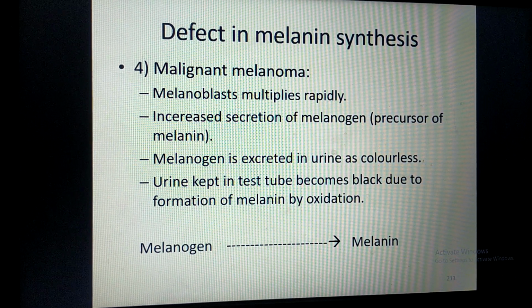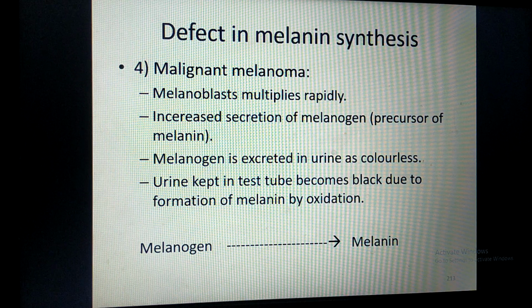The next defect in melanin synthesis is malignant melanoma. Here melanoblasts are also present in the skin. They are precursors of melanocytes. Here these melanocytes start rapidly multiplying. Due to rapid multiplication of these melanocytes in the skin, the melanoblast contains melanogen pigment, which is a precursor of melanin.